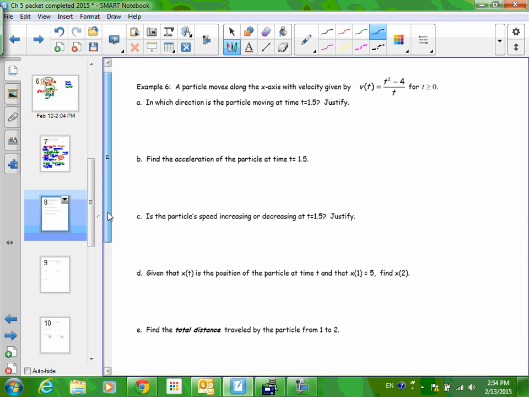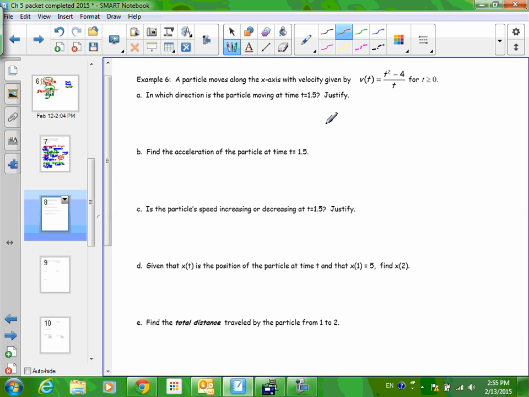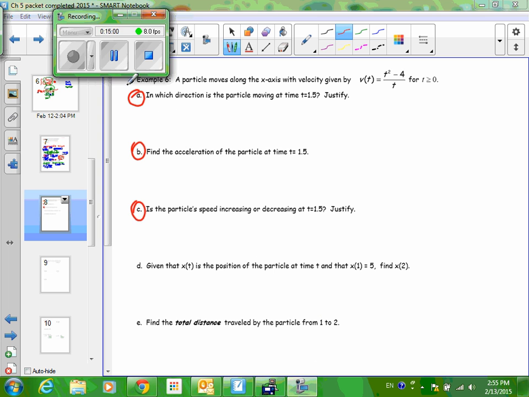All right, example 6. Okay, here's another one. I'm going to pause the recording, and I want you guys to do A, B, and C on your own. Okay, A, B, and C, all of this was what we did last semester. It could have been on the semester exam. You shouldn't be integrating at all on A, B, and C.